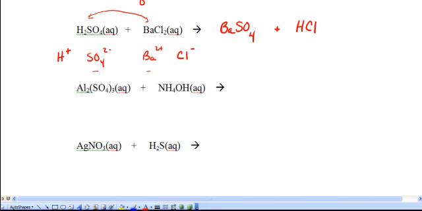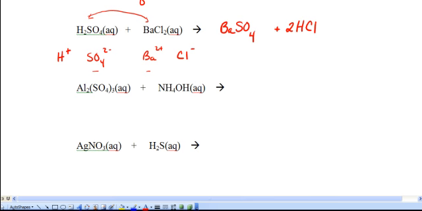We go back through and we balance the equation. You have 2 hydrogens on the reactant side. You only have 1 on the product side, so we need to put a 2 out front. We have 1 sulfate on the reactant side, 1 sulfate on the product side. We have 1 barium, 2 chlorides. 2 times 1 gives us 2 chlorides, and now we are balanced for mass. And in fact, we are also balanced for charge.